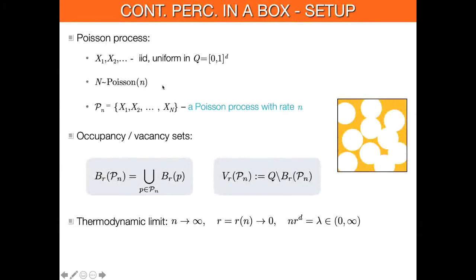Do you see my pointer? Yeah? Okay. Yeah, we can see it.